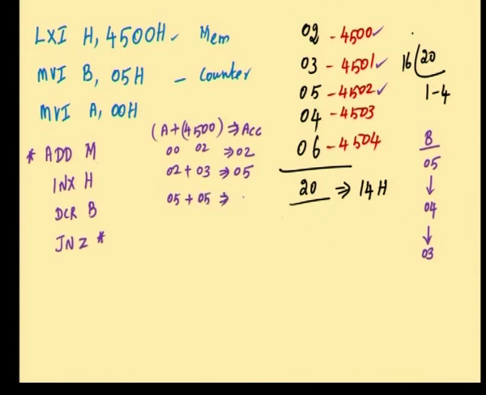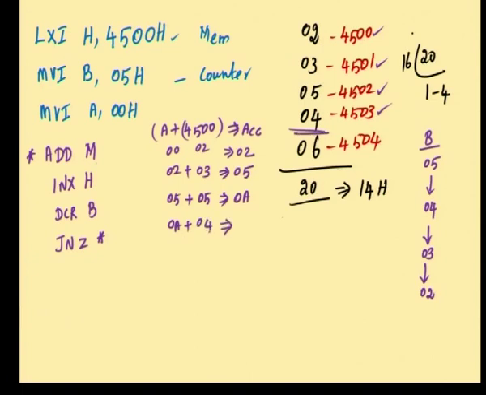So 5 plus 5 is 0A, right. In hexadecimal addition, 5 plus 5 becomes 0A. Now the register value is decreased to 02. Already the memory location is increased to 4503. So the counter value is not 0. Now I have to add the previous result 0A with the current location value 04.